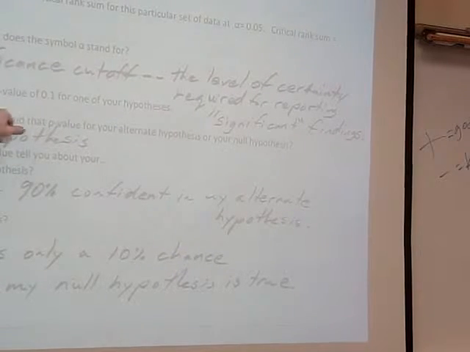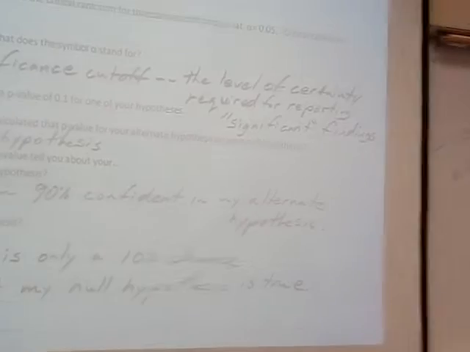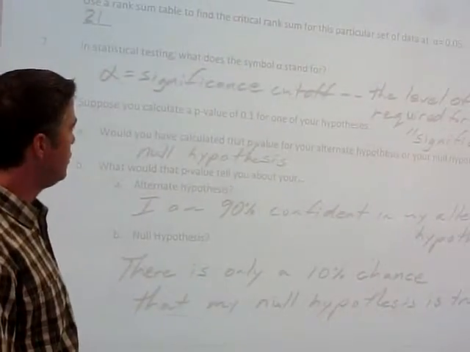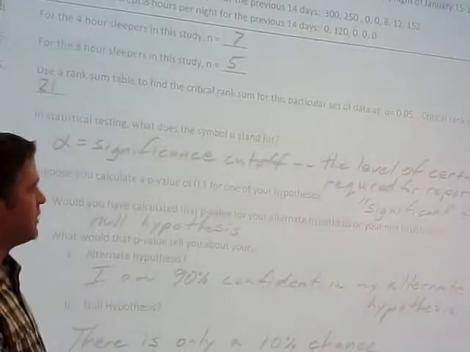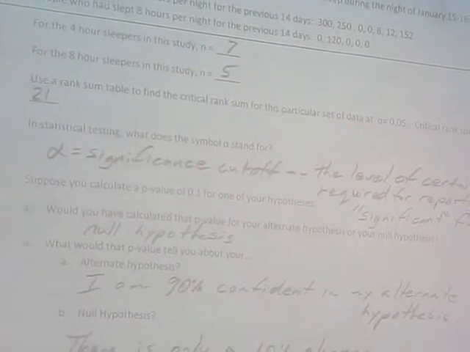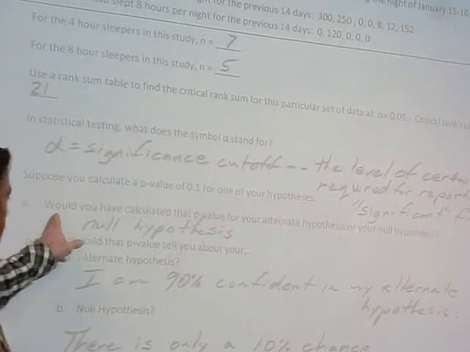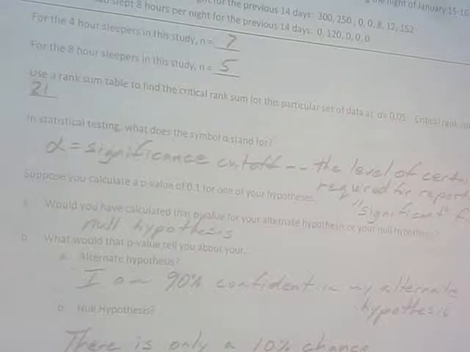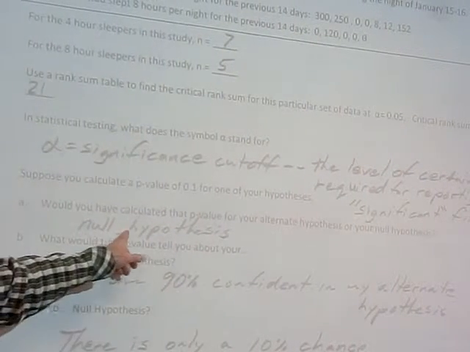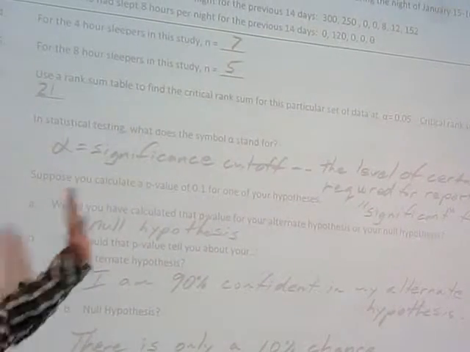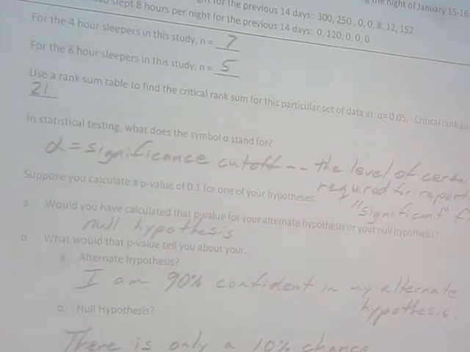Number 8 says, suppose you calculate a p-value of 0.1 for one of your hypotheses. Suppose you used this number, the rank sum, for a significance cutoff of 0.1, not for 0.05. First, would you have calculated the p-value for your alternate hypothesis or your null hypothesis? And the answer is your null hypothesis. All these p-values that you see in the tables, they apply to your null hypothesis. All these numbers, this is 90% chance of your null hypothesis being true, that's 95% chance, 97.5, and 99.5% chance.